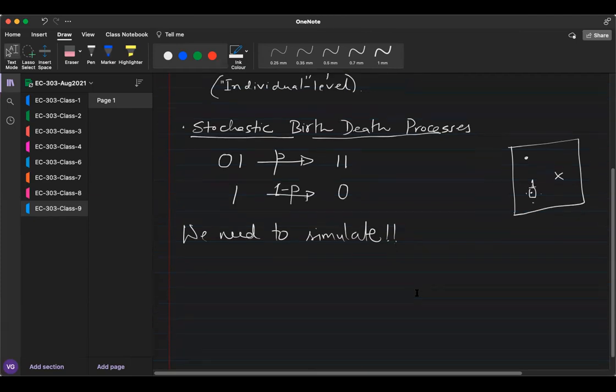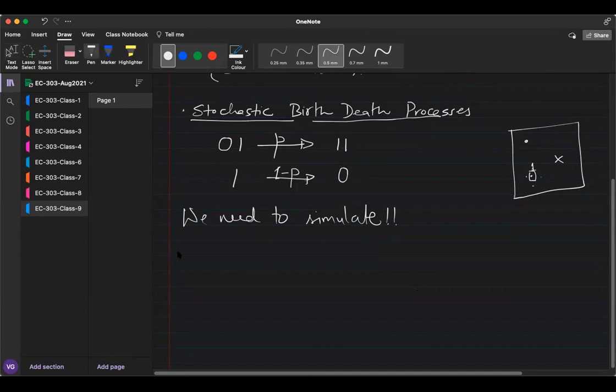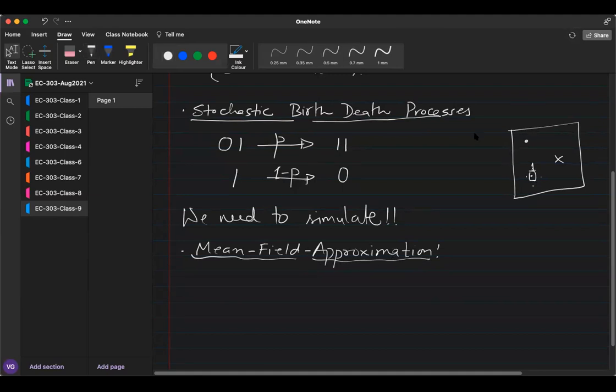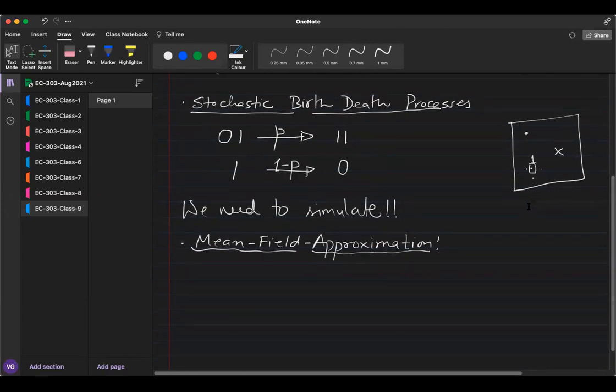Now, before we do that, I explained that we can do something called a mean field approximation. The idea is that these are all the rules happening at the individual level, but tell me, what's the likely population level behavior? So this is, you can say, average population behavior.